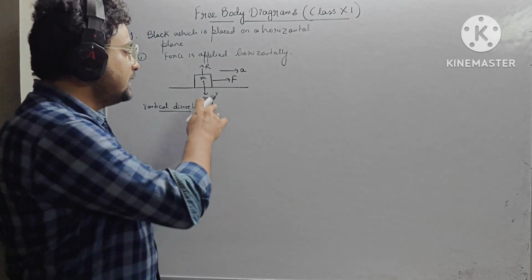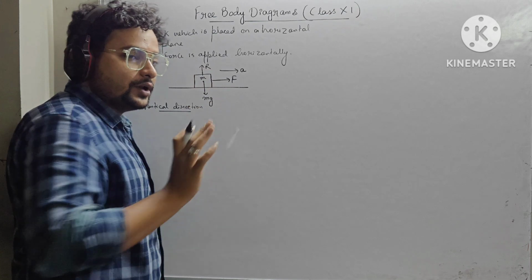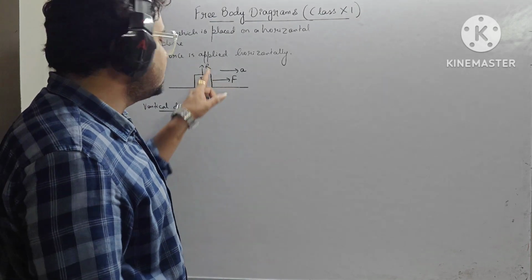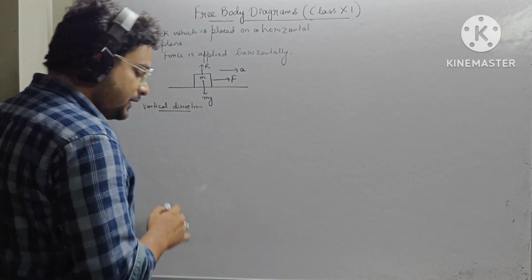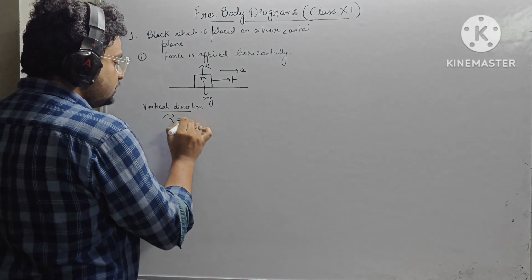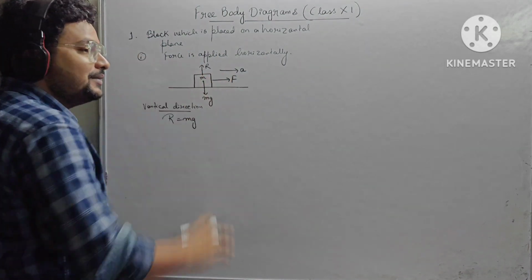That means we can say mg and R are equal, because vertically the body is not moving. So I can write R equals mg. So these two forces are getting balanced.